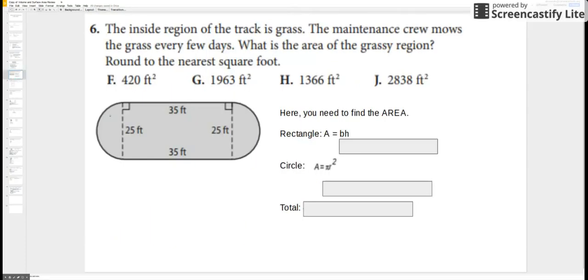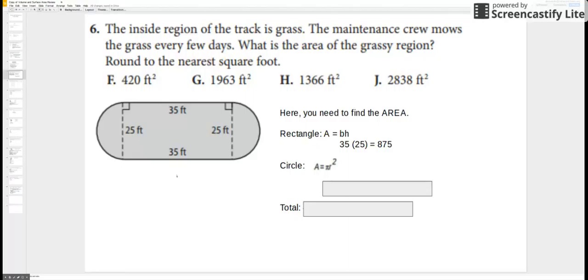All right, next, number 6. The inside region of the track is grass. The maintenance crew mows the grass every few days. What is the area of the grassy region rounded to the nearest square foot? Here we have to find the area. Let's find the area of this rectangle first because that's easiest. You just do base times height, or length times width, or however you know how to solve for rectangles. 35 times 25 gets you 875, so the area of this rectangle is 875.